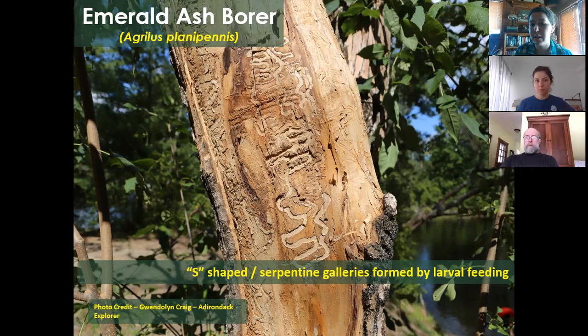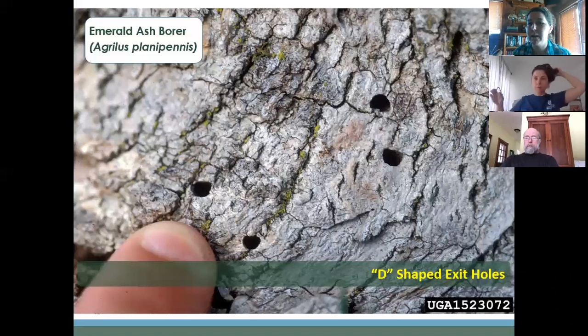So we have these S-shaped or serpentine galleries that we've talked about multiple times that are formed by the larval feeding. And we also have the D-shaped exit holes. These exit holes are about the size of the back of your pencil, but D-shaped, and those are formed by the adults leaving the tree.